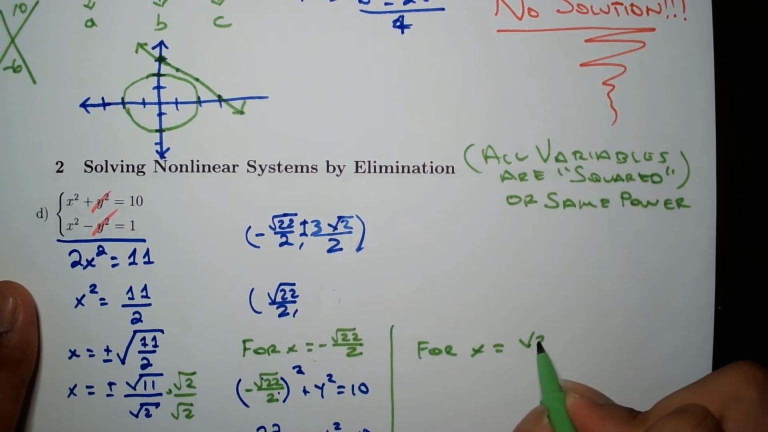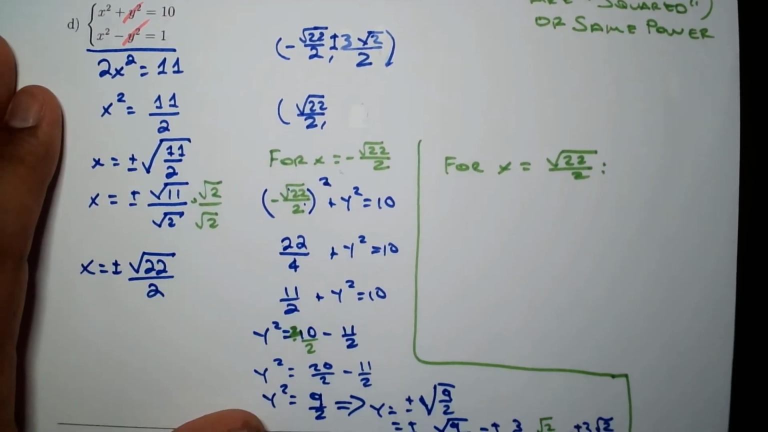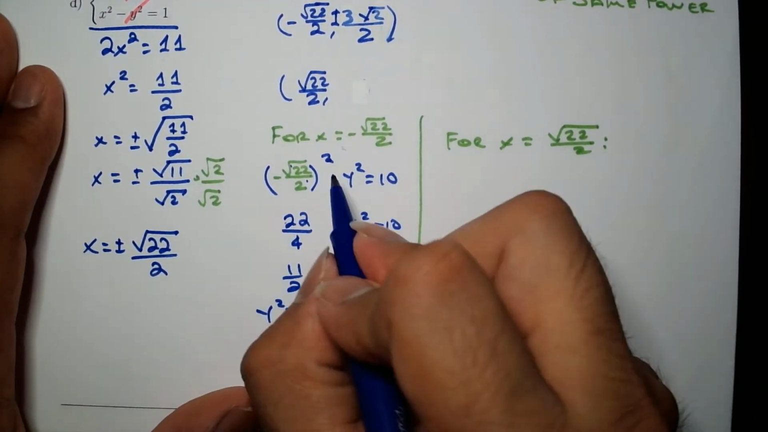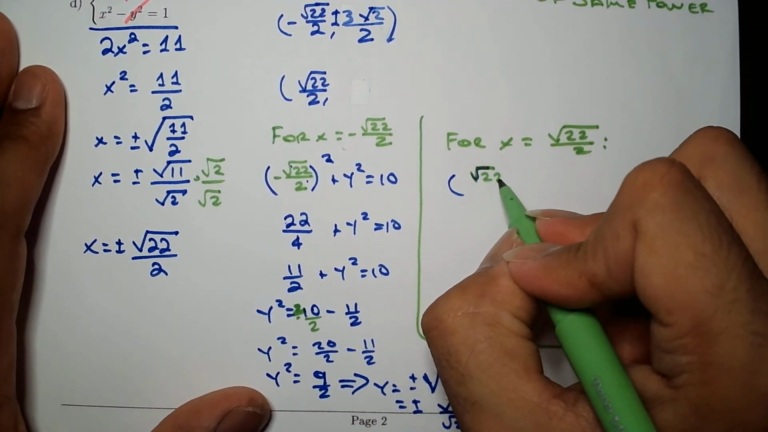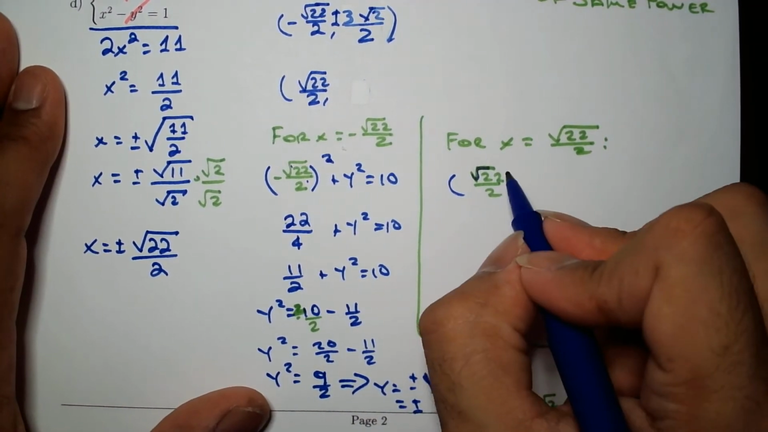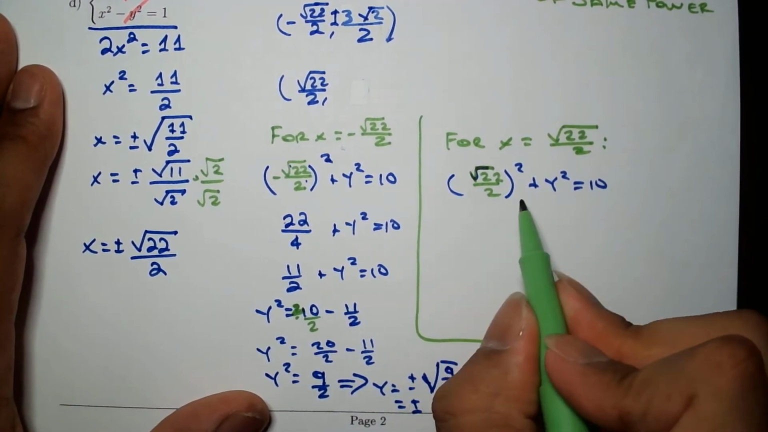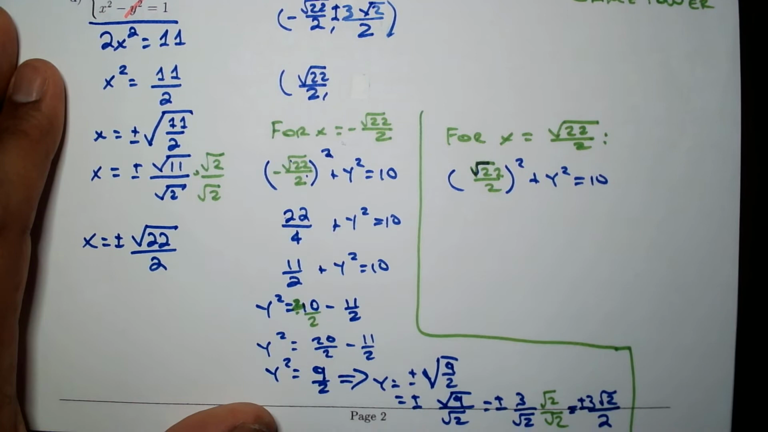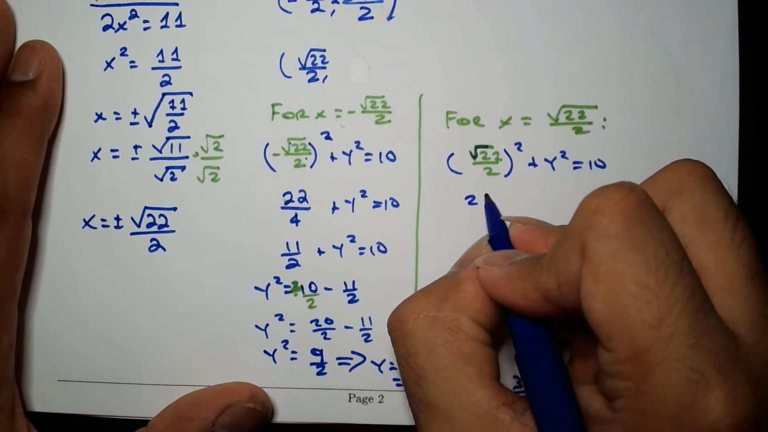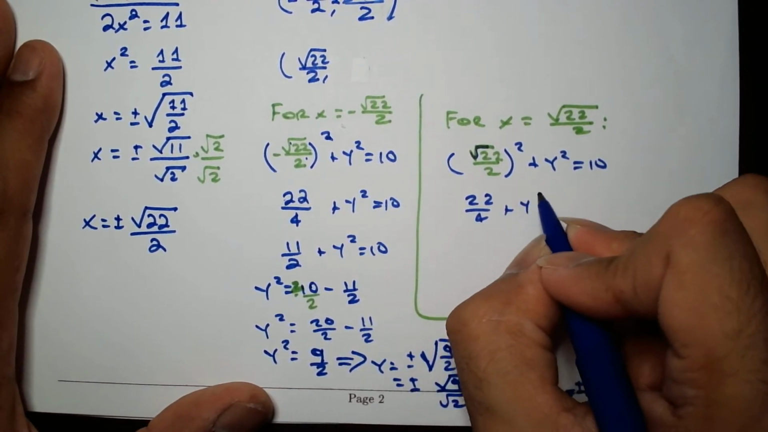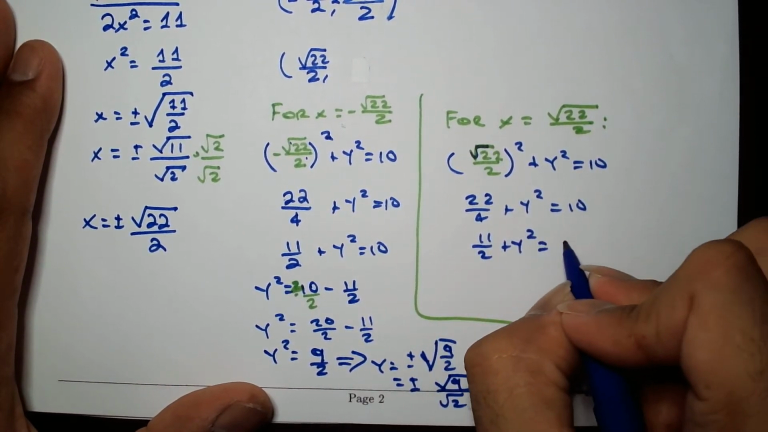x equals the square root of 22 over 2, you know, the positive one, I'm going to use the same equation, square root of 22 over 2 plus y squared equals 10. Well, that's going to be essentially, if you look, I'm going to write most of the same steps. 22 over 4 plus y squared equals 10, and then that's 11 over 2 plus y squared equals 10.